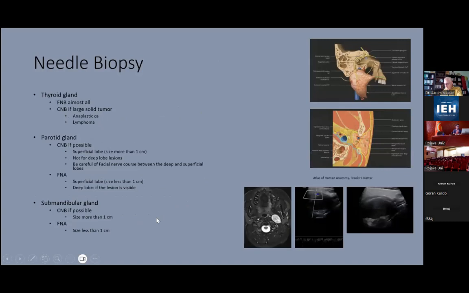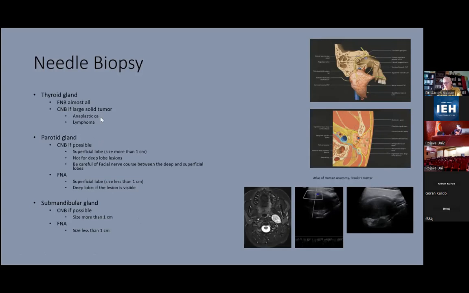So for each region, I will tell you quickly what we will take. The thyroid gland, we almost always take fine needle biopsy, except if it's a large tumor and we suspect anaplastic carcinoma or lymphoma.